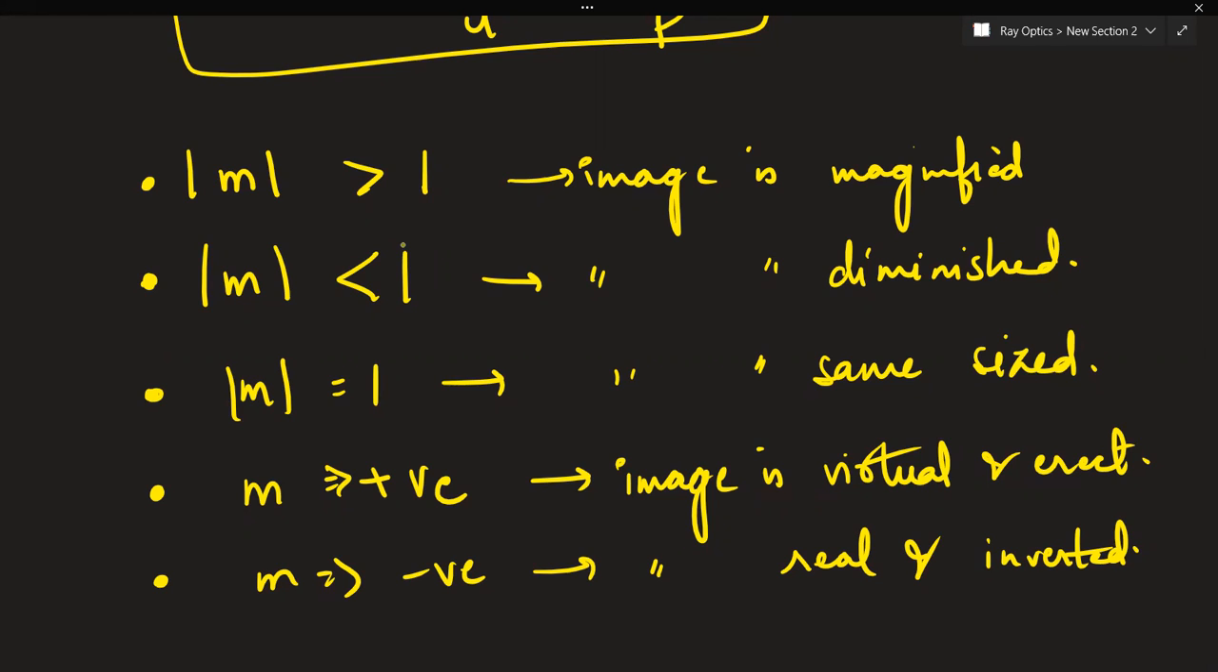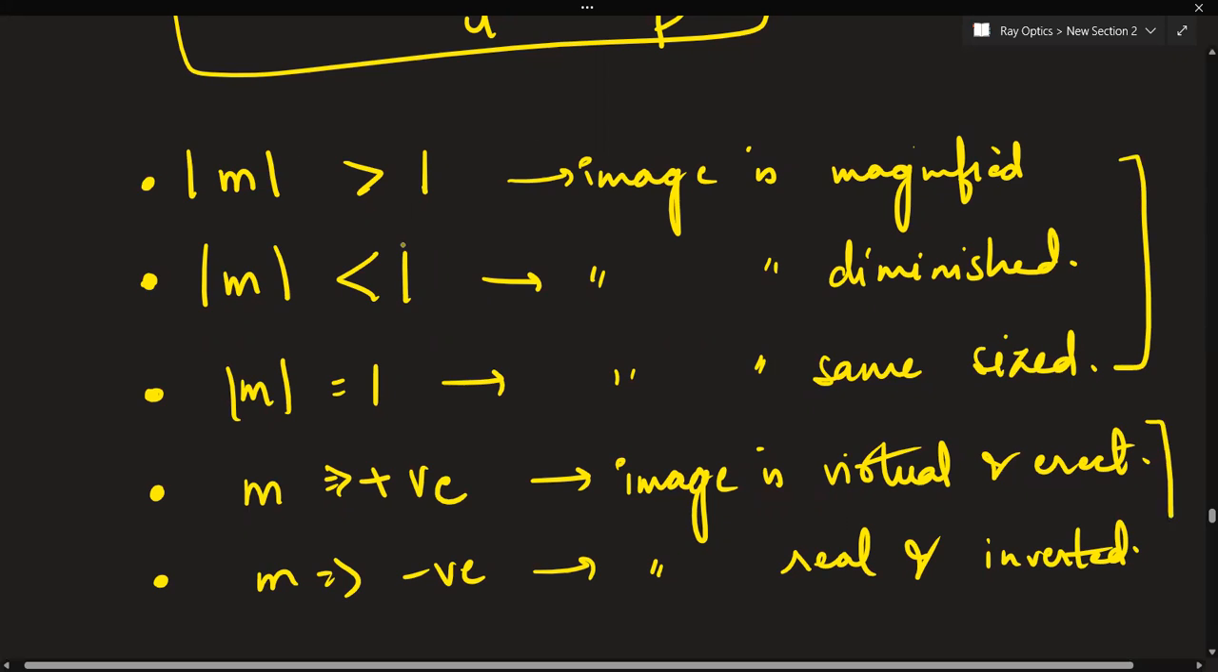So 4.3 is greater than 1. That will show image is magnified, and minus sign will show image is real and inverted. So that becomes magnified, real, and inverted. For example, you are getting plus 0.3. 0.3 is less than 1. So image is diminished and plus sign shows virtual and erect. So this shows the size of image and this shows the nature of image.